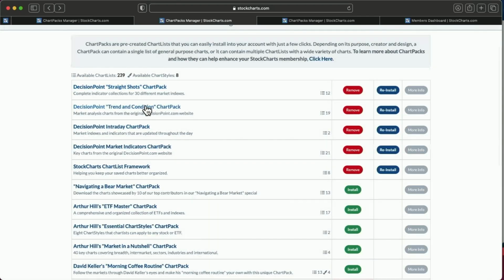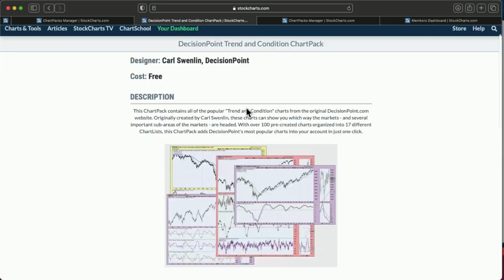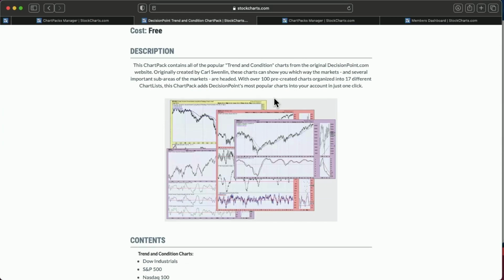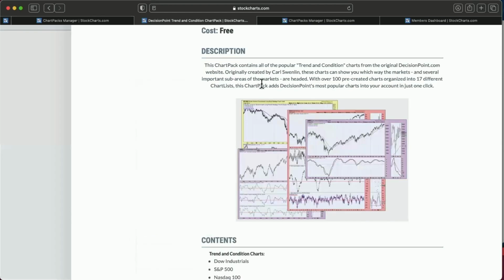And of course, the trend and condition one does something very similar. You're going to get the chart list, and again, you're going to be able to go in and look at the Dow, look at the S&P, and then click through and see the charts that we think are important for participation, etc.